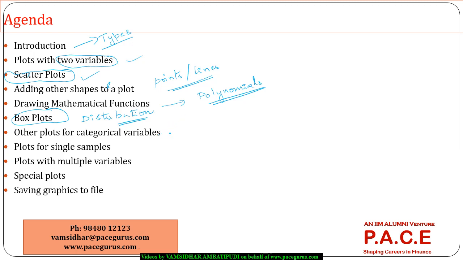Then, if I have categorical variables, what are the other kinds of plots that I can look at, wherein we'll be talking of bar charts, etc. And if we have only one single sample of data, what are the different kinds of plots, wherein we would be talking about histogram along with a few other charts. If I have multiple variables, not just two, what are the different kinds of charts that I am looking at? Here is where we talk about the scatter plot matrices and quite a few other charts.